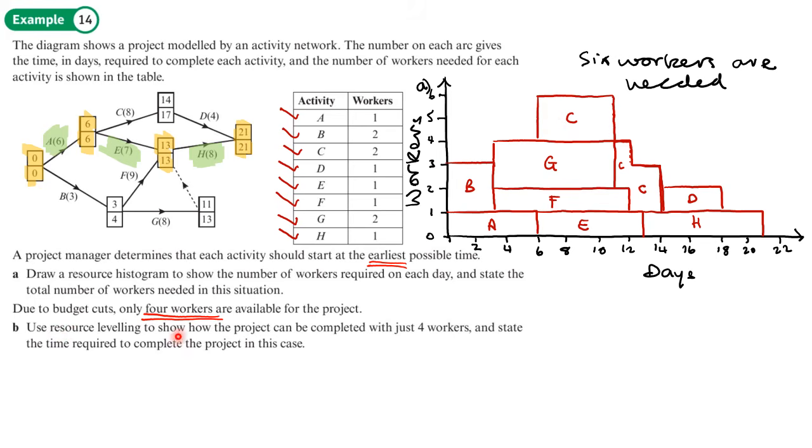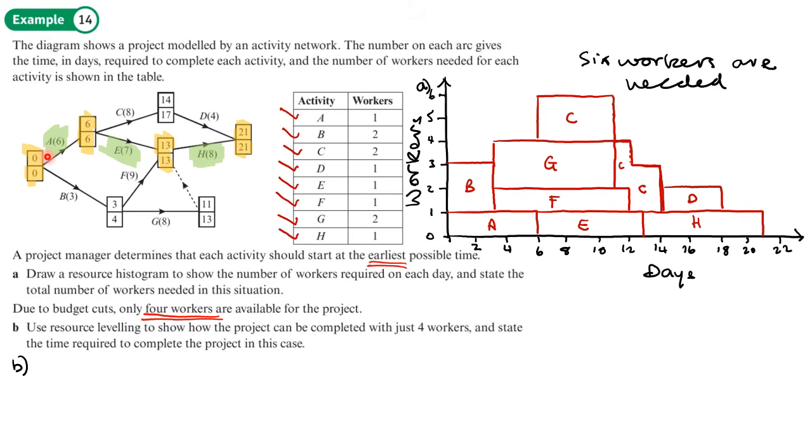Use resource leveling to show that the project can be completed with just 4 workers and state the total time required to complete the project in this case. So it may mean that we have to extend the finish time of the project to enable this to be done with just 4 workers. So resource leveling is all about looking at where we can move the start and finish time of any of these activities to allow the project to be leveled off at 4 workers.